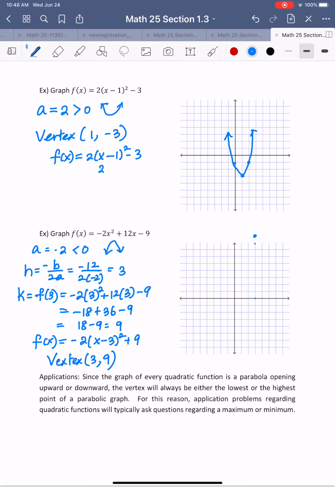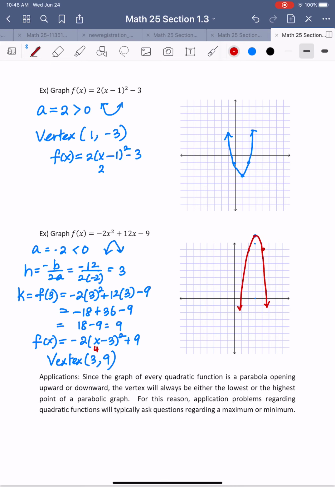And then now you plug in 3, and I can use a 4. So 4 minus 3 is 1, squared is 1, times negative 2, plus 9, gives 7. So when x is 4, y is going to be 7. So 1, 2, 3, 4, 5, 6, 7 right here, which means this is 7 too. So your graph is going to be a parabola going down.